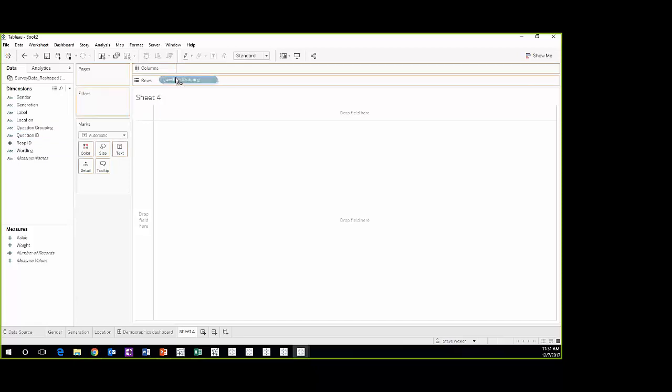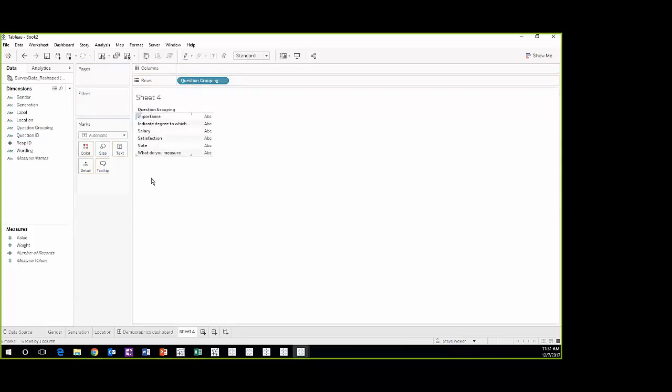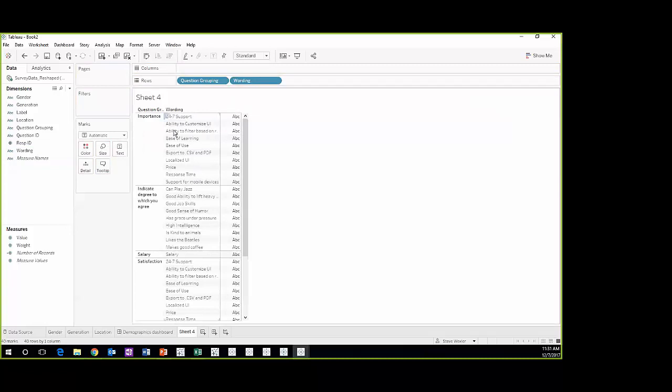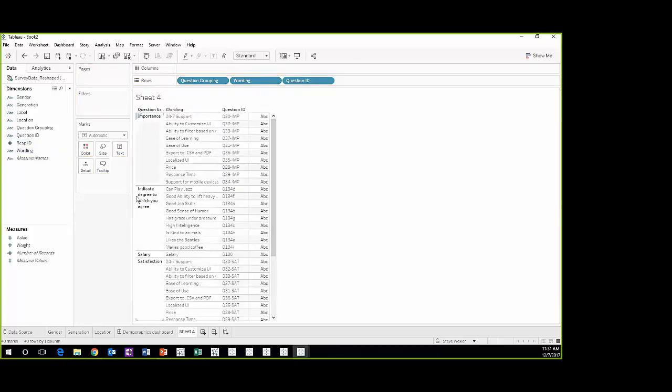So I'll start by putting the question grouping here, and I can see, oh, here's the bank of questions that I asked. And then I'll put the question wording. Oh, here are my importance questions. Here are my indicate the degree to which you agree or disagree. Maybe I'll put the question ID here. Then I want to see what is the universe of responses that they gave me.